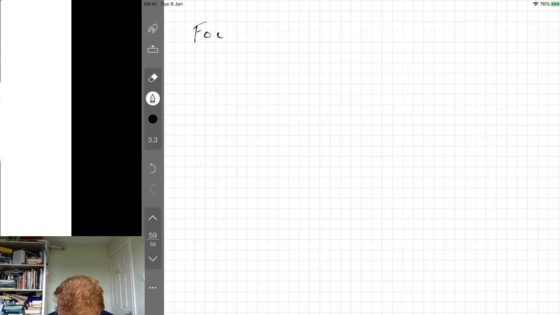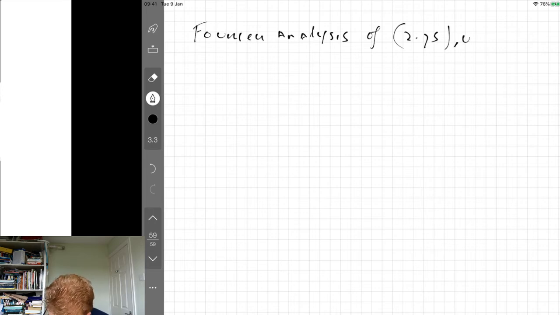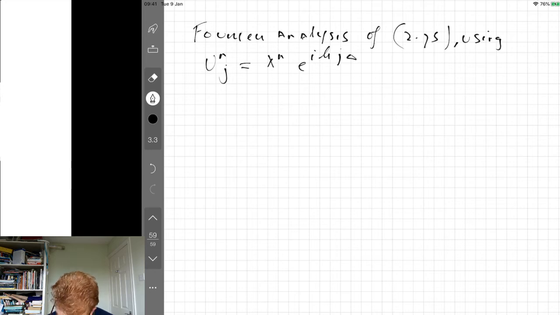Now a Fourier analysis can be done of 2.75 or 2.76, using again the ansatz u_{n+1,j} is lambda to the power n e to the power i k j delta x, and then we get lambda minus 1 is mu times theta lambda plus... So the lambda comes from the u_{n+1} term on the right hand side.